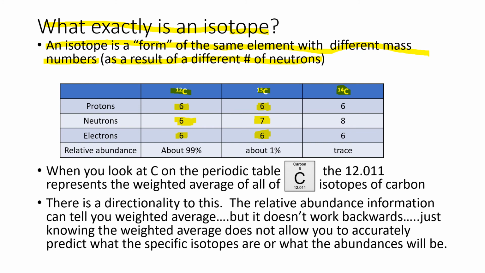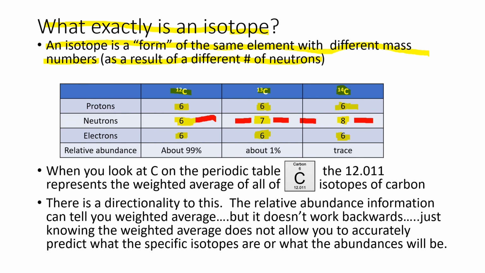All the way on the right, it's still carbon, so it better have 6 protons, but to get up to a mass of 14, I would need 8 neutrons. Our number of electrons is 6, no charge. That means protons and electrons have to match again. So you can see in these different isotopes of carbon, the only difference is in how many neutrons we actually have.